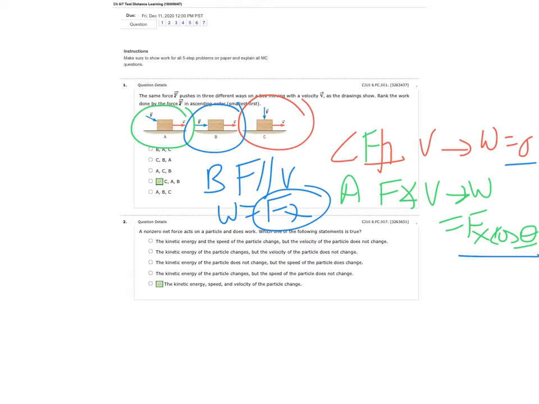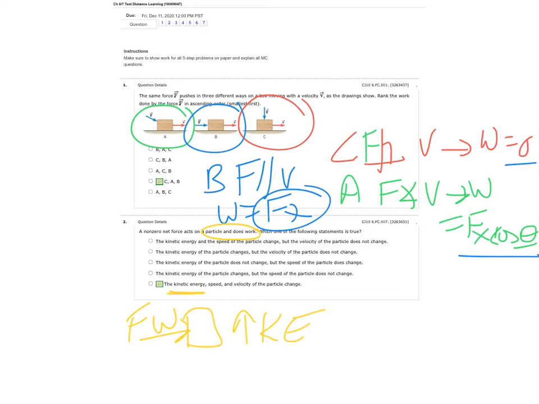A non-zero net force acts on a particle and does work. Okay, so the important part here is it does work. So if it does work, then the force has to be in the direction it's moving. So if here's my object, if we know that the force is doing work on it, it can't be perpendicular. And therefore, it must be changing its kinetic energy because it's moving in that direction.